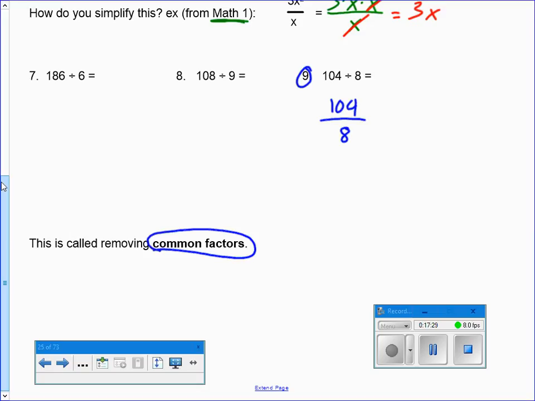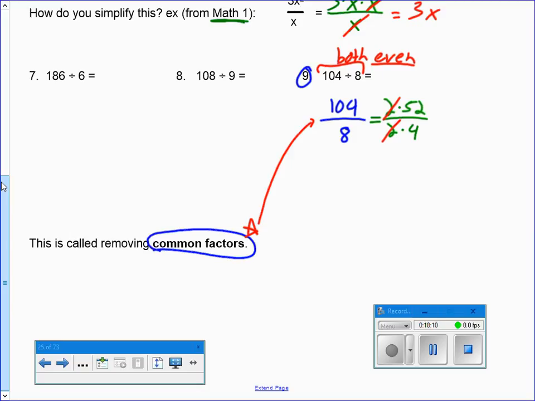So what I'm going to look for is any common factors. What do they have in common? Well, if we look at 8 and 104, these are both even numbers, which means that 2 is a common factor. So if I rewrote it, 104 would be 2 times 52, and 8 would be 2 times 4. So you can take those 2's out and simplify the problem. Now we're looking at 52 divided by 4.